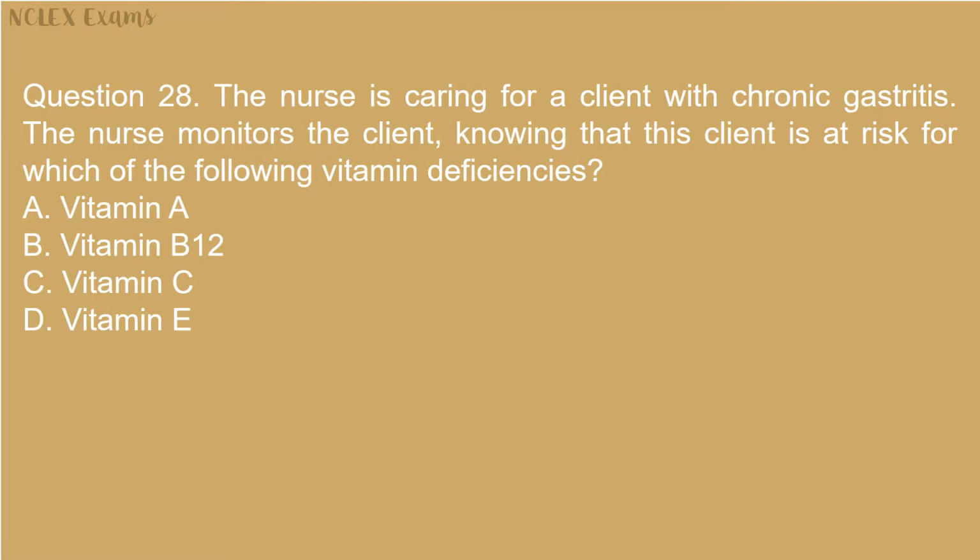Question 28. The nurse is caring for a client with chronic gastritis. The nurse monitors the client, knowing that this client is at risk for which of the following vitamin deficiencies? A. Vitamin A. B. Vitamin B12. C. Vitamin C. D. Vitamin E.